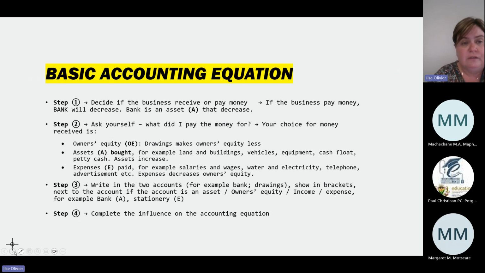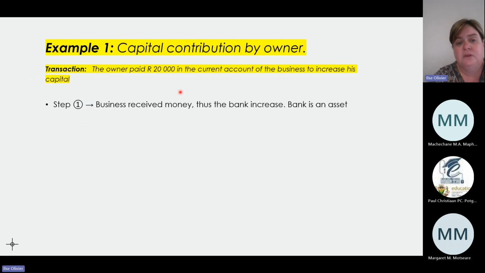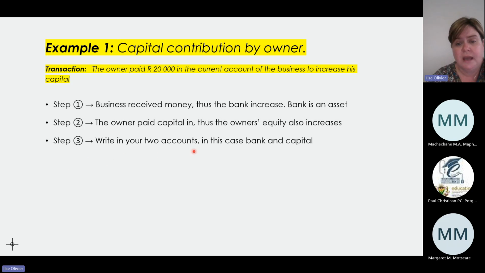Right, now we're going to look at a few examples of money that we can receive. The first one, capital contribution by the owner. For instance, the owner paid 20,000 Rand into the current account of the business to increase his or her capital. Step 1, the business received money, thus the bank increased. Bank is an asset. Step 2, the owner paid capital in, which means that the owner's equity will increase. Step 3, you write your two accounts. In this case, it will be bank and capital.